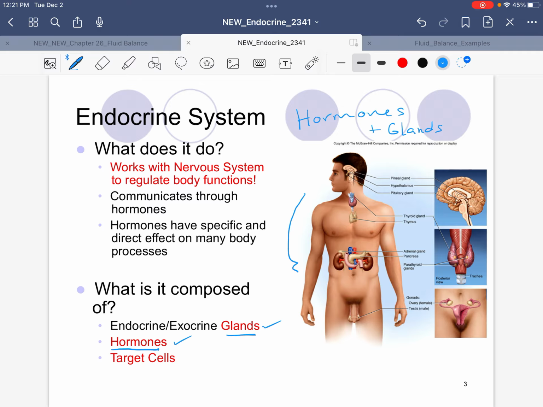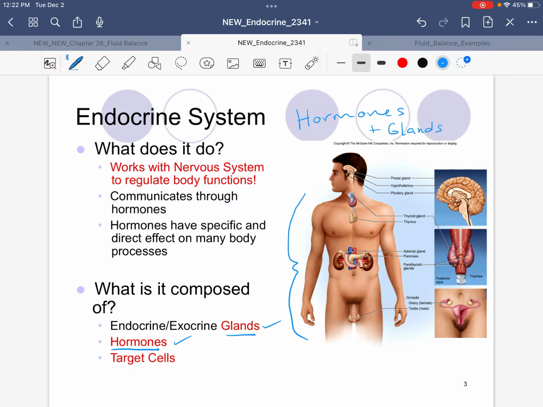Have a look at this lovely young man here. We can see that there's glands located all throughout the body. This is a little bit different than our other body systems. We were talking about the respiratory system, whose organs are pretty much focused in the thoracic and the chest. The kidneys, we just finished that chapter. Those organs are pretty much in the abdominal region. Well, hormones secreted by glands are all throughout the body.